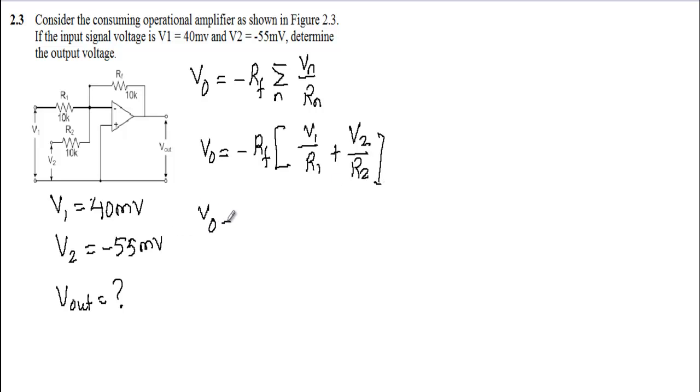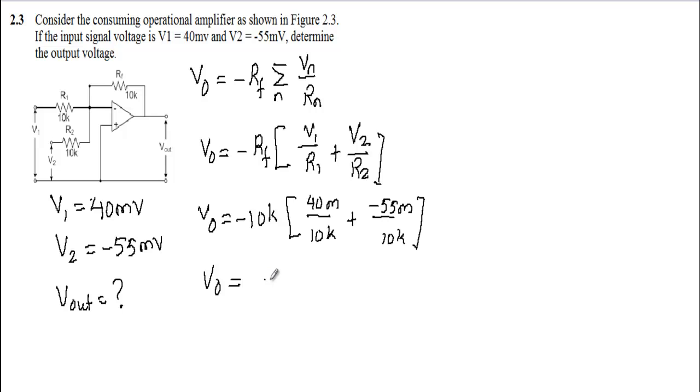Okay, RF equal to 10 kilo ohm, V1 is 40 millivolt, R1 10K, V2 negative 55 millivolt, R2 10K. So when we substitute, V out equals negative of 40 millivolt minus 55 millivolt. Therefore V out equals 15 millivolt.